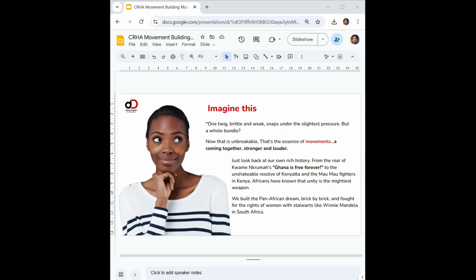And in the words of, just looking at some of our history, Kwame Nkrumah, the Mau Mau, the fight for independence in South Africa, and back again to what I mentioned earlier, the aspect of Ubuntu: if we really want to go far, we must go together. And that's why we are here today.